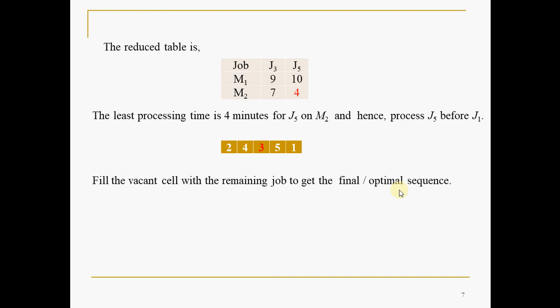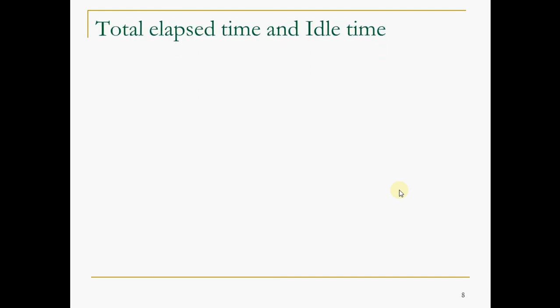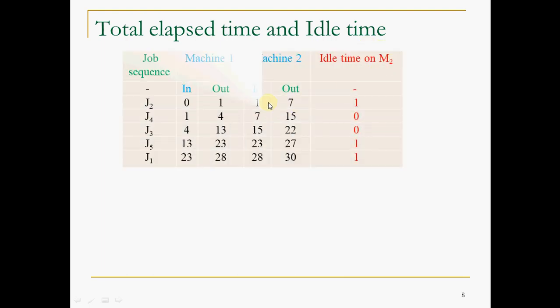So this is stage 1, that is obtaining the optimal sequence. But as per the problem, you are supposed to find the optimal sequence along with the total elapsed time and idle times. Coming to that part, total elapsed time and idle time. There is a simple table. You have to write like this: job sequence, whatever sequence you got, the final or optimal sequence.